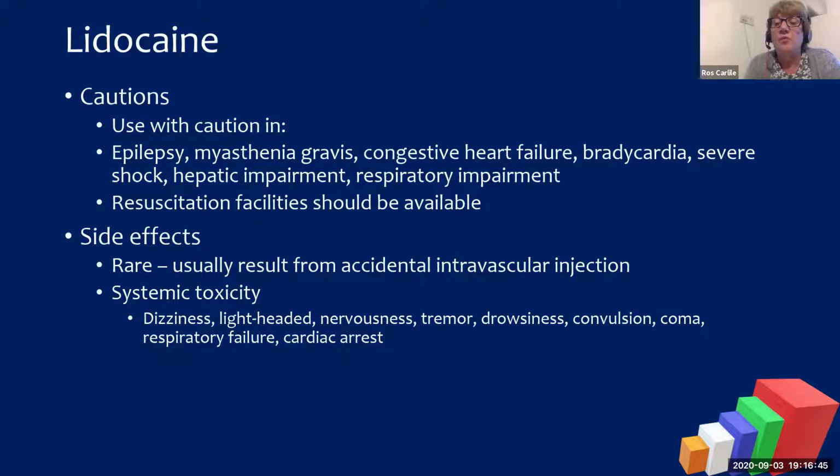Yeah, Stacey's put disorientation and Ian's put rash. Good.